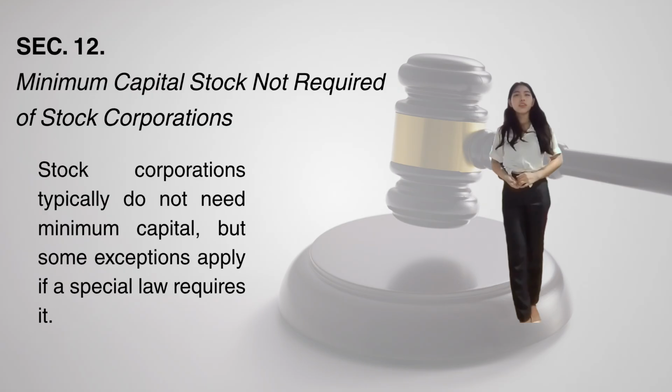And lastly, the additional requirements for certain corporations. Certain corporations such as banks, insurance companies, and other financial intermediaries require a favorable recommendation from the appropriate government agency to ensure their articles of incorporation comply with the law before they can be approved.